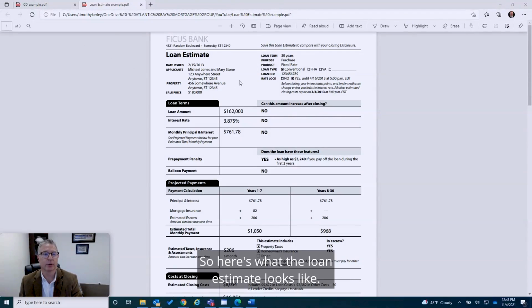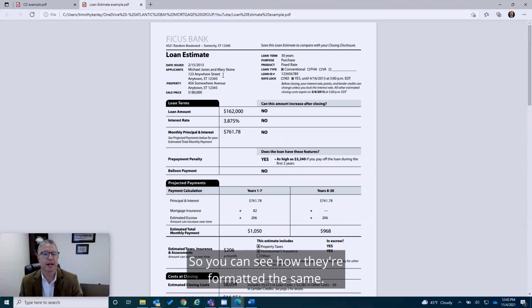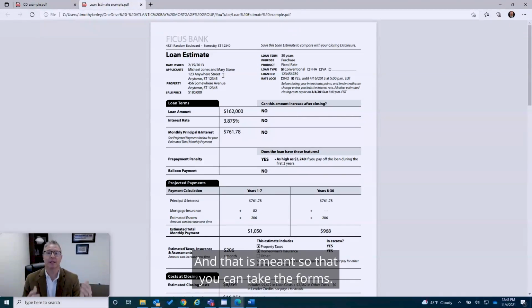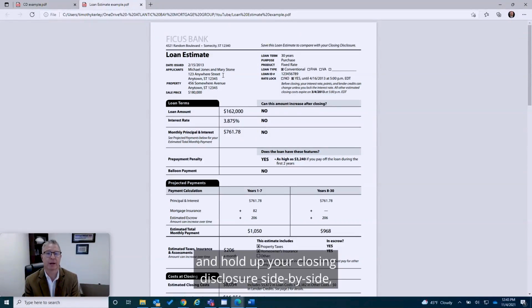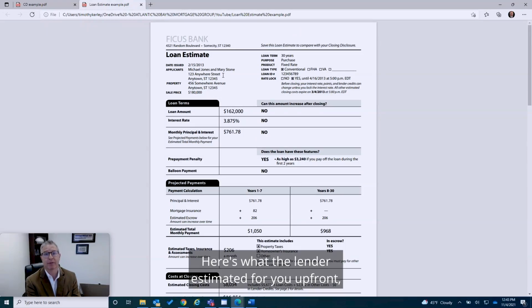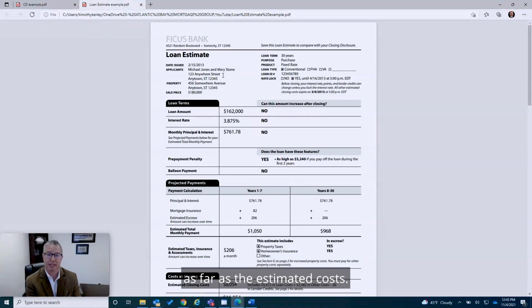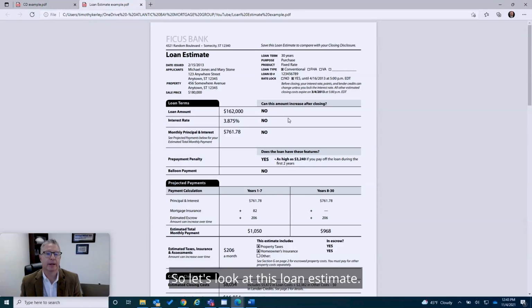So here's what the loan estimate looks like. Here's the closing disclosure. You can see how they're formatted the same, and that is meant so that when you get to closing, you can hold up your loan estimate and your closing disclosure side by side and compare the two. Here's what the lender estimated for you up front as far as the estimated costs. Here's where you actually ended up with your costs. So let's look at this loan estimate.